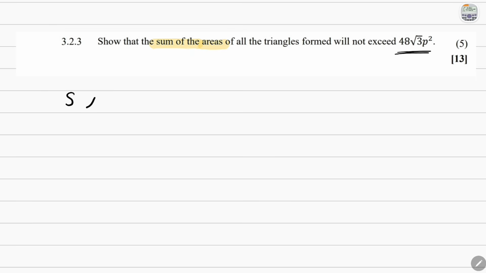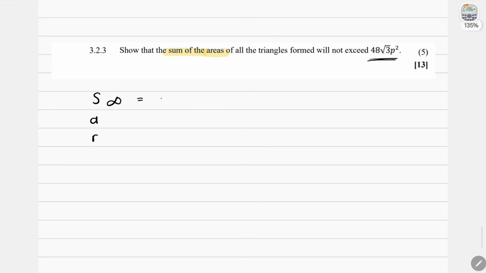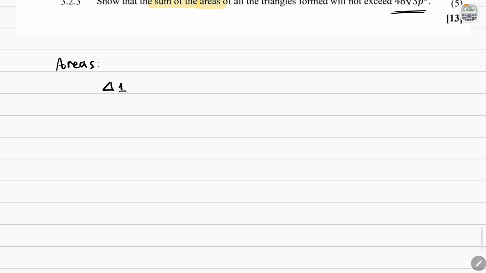But remember that to find the sum to infinity, you need certain things. First, you need the value of a, and then you need the value of r. Now, this question is for 5 marks. So first, let's go ahead and expand these areas. We're going to write down the pattern for the areas. So the first triangle will look like this. Triangle 1. The area of this triangle is going to be found by saying a half times the base times the height.